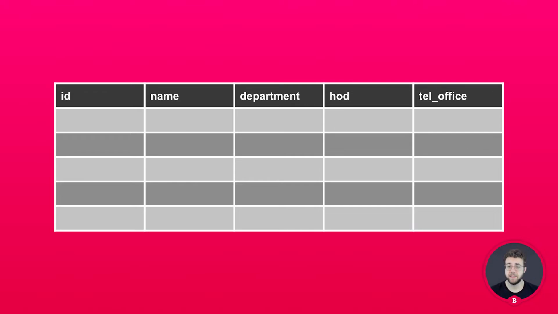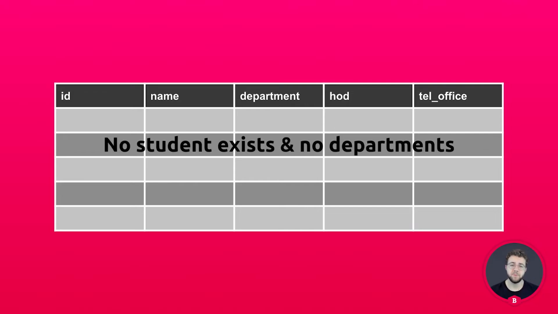We also delete department data. So once we delete all our employees, no department exists anymore, which in reality is not the case because the employees might be gone, but the department might still exist. The third problem is when we want to update data.